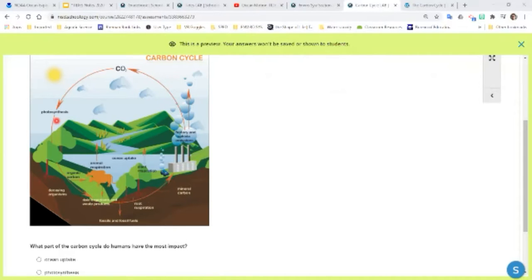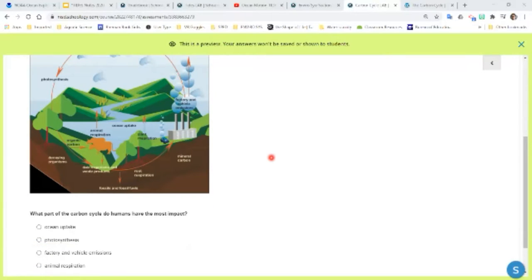Now, which one of these is where humans come in? What part of the carbon cycle do humans have the most impact? All right, so you go ahead and answer that. This is question number 1 in the lab.